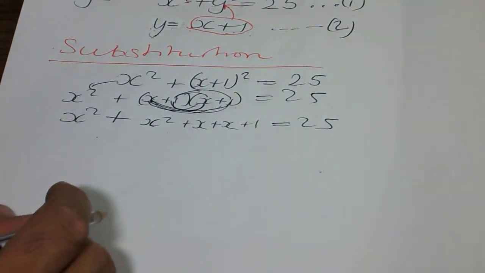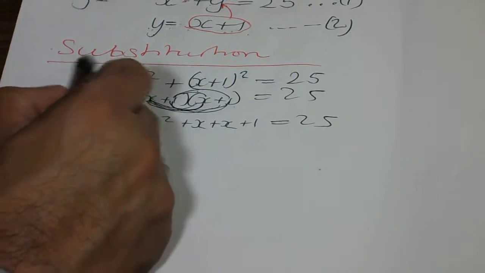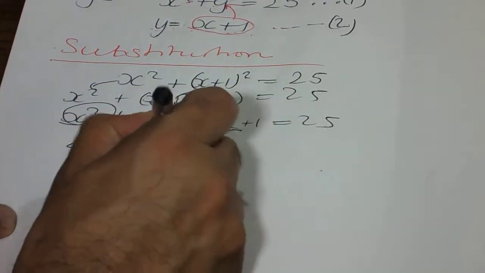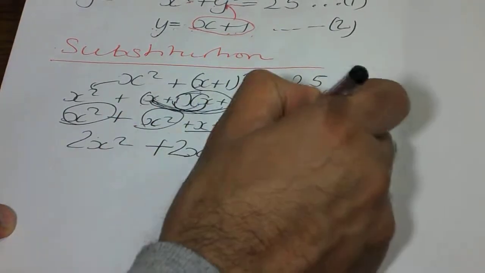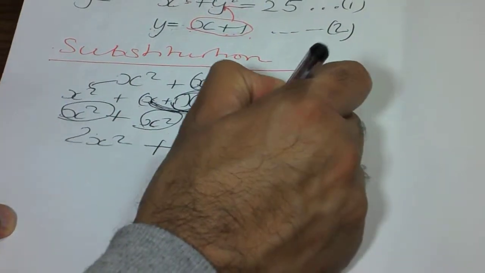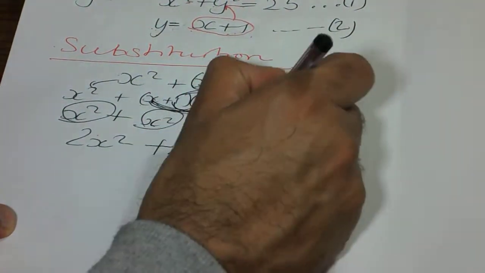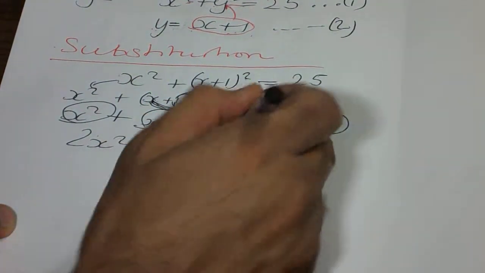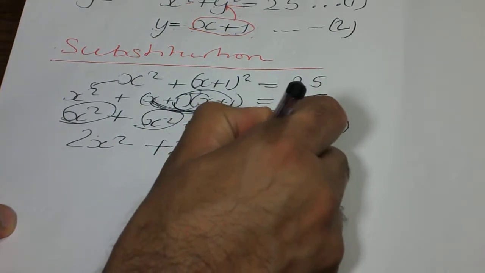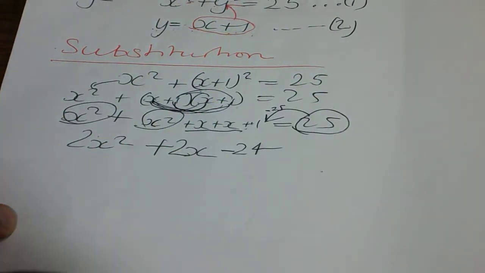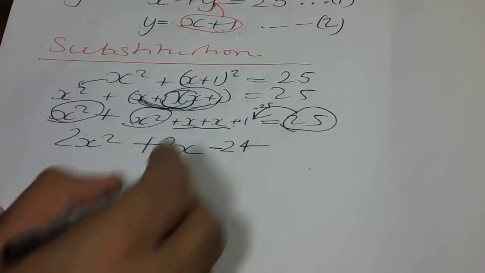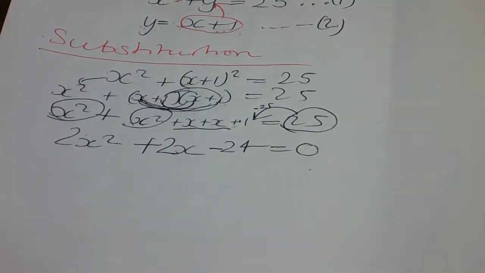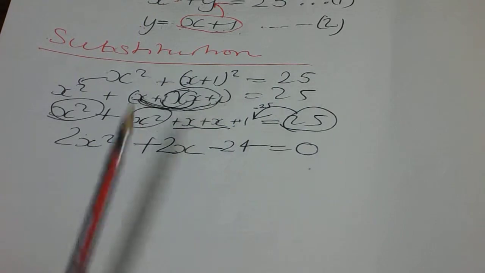So what we need to do now is simplify it. So you have x squared add x squared, that gives us 2x squared. x add x gives you 2x. Grab the 25 from the right and bring it over. So plus 1 will be minus 25. So 1 take away 25 will give us minus 24, equals 0.